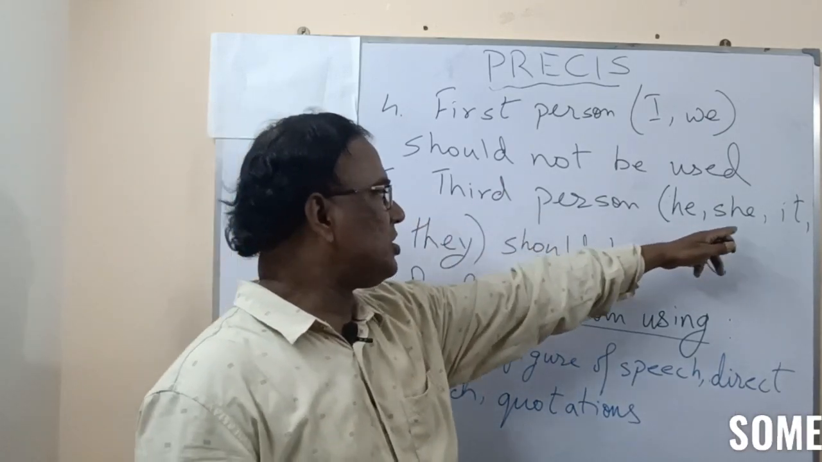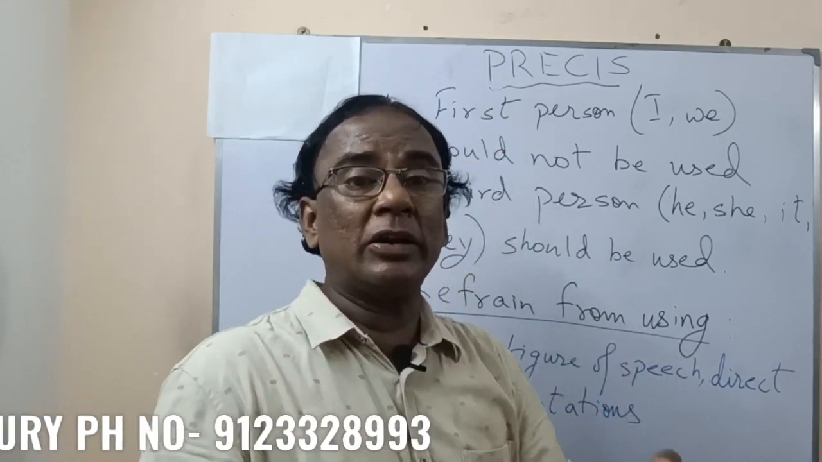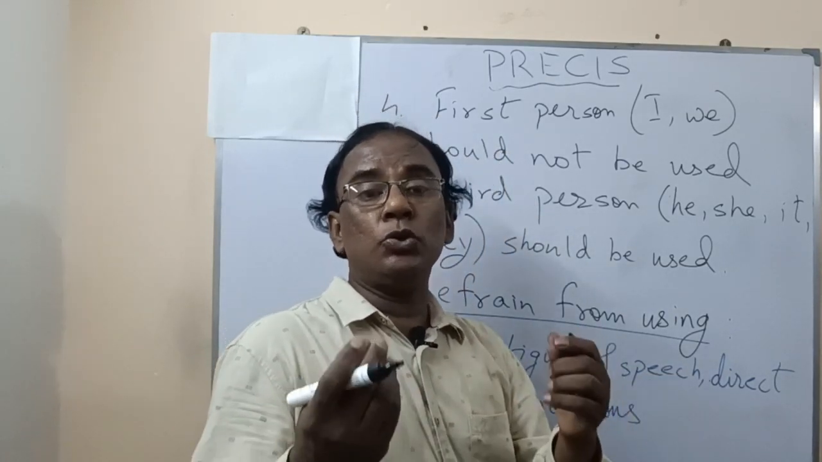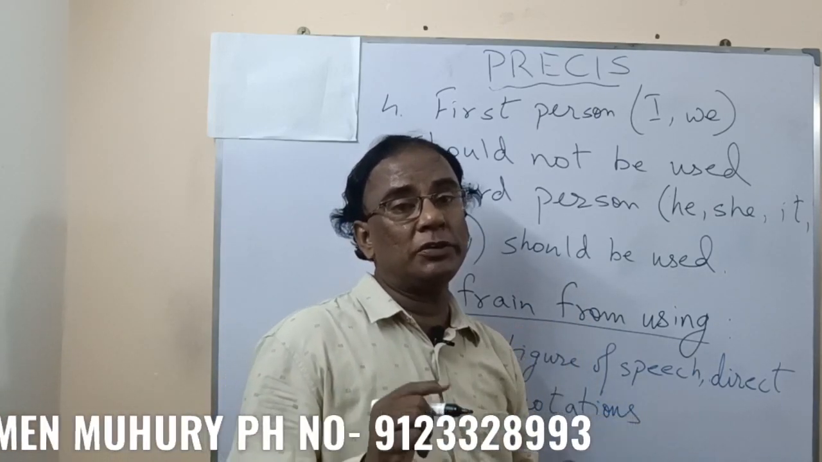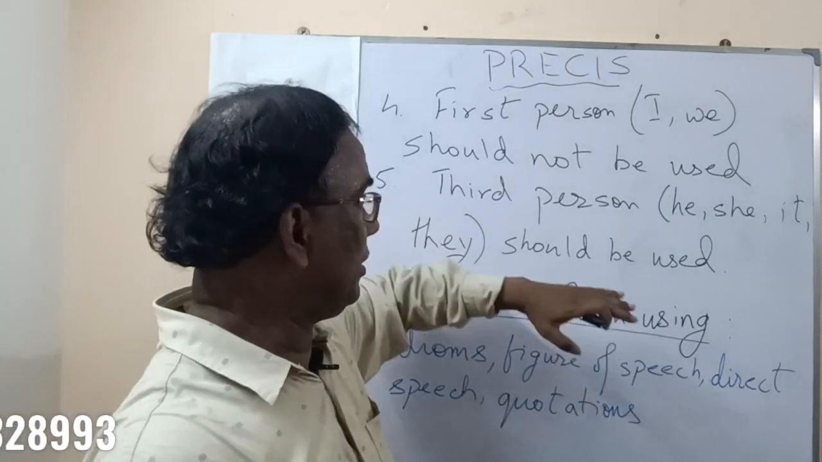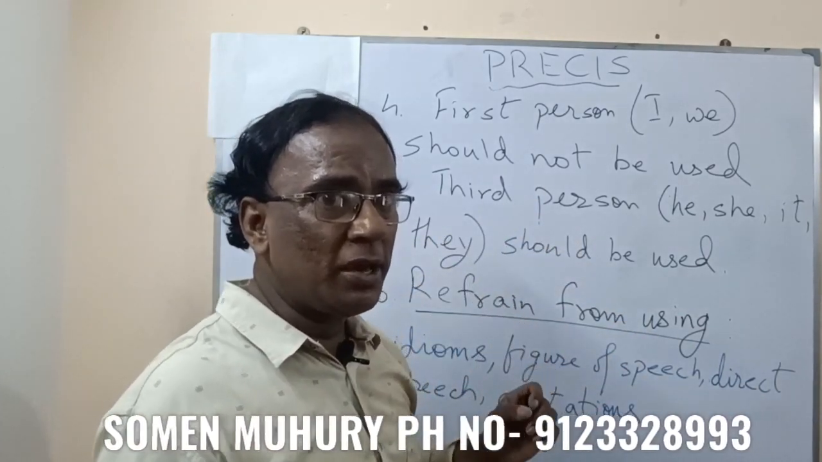Third person, he, she, it, they should be used. You can also use narrator or speaker or author or writer, but you cannot use I or we. You have to avoid the first person and you have to give importance to the third person. Okay? You understand what I want to say?